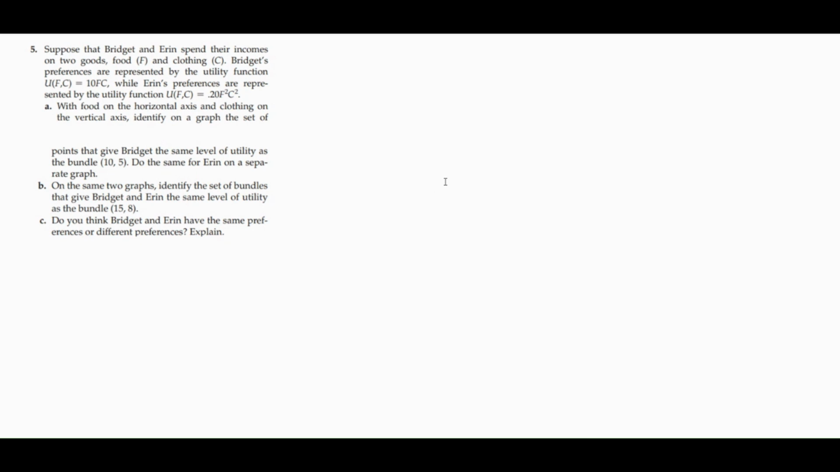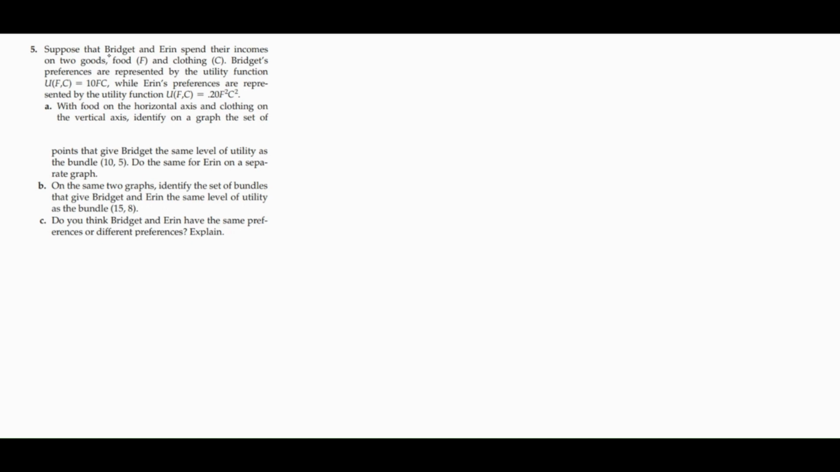Hello everyone. So here we are going to solve this question number 5. Okay, so let's start. This is a very basic question, and by solving it, you will understand when the preferences are the same or different. This is actually a very easy, conceptual question, but still, I will explain how to solve it.